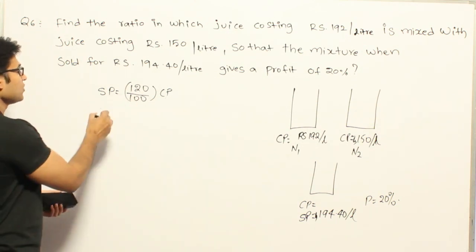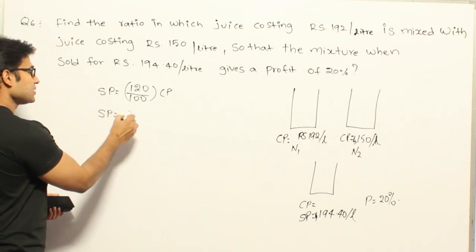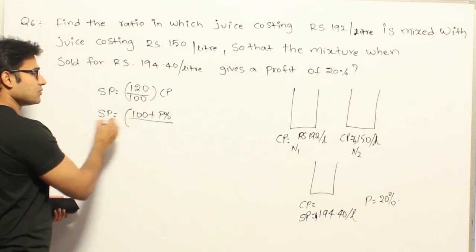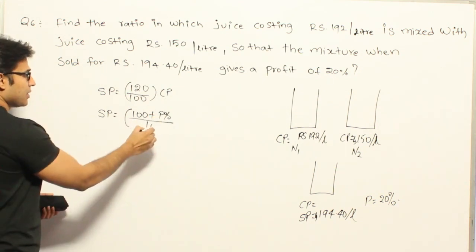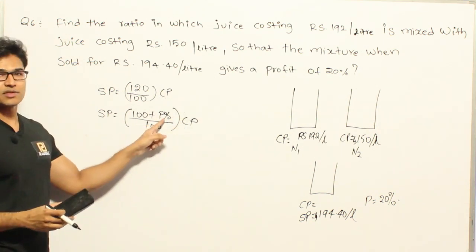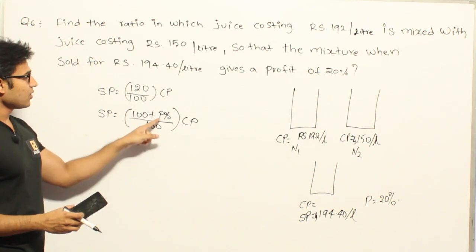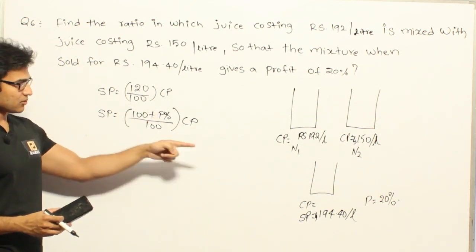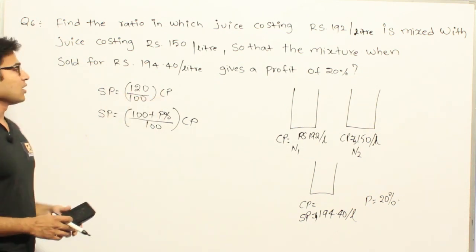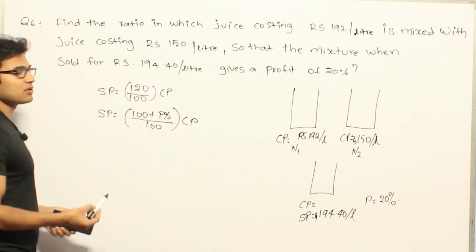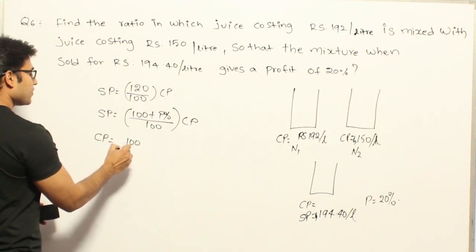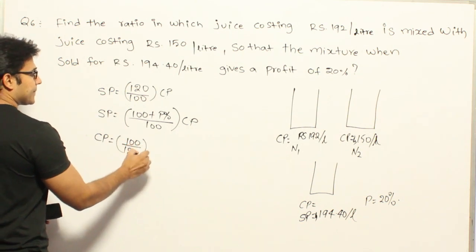The other way is, we already know that the formula for selling price is 100 plus profit percent, in case we make a profit, divided by 100 into cost price. In case we make a loss, it is 100 minus loss percent divided by 100 into cost price. Now in this profit percent, if you place 20, you are going to get the same thing. Intuitively you can feel that this is the right one, right? Now from this you are supposed to find out the cost price. So cost price will be equal to 100 by 120 into selling price.